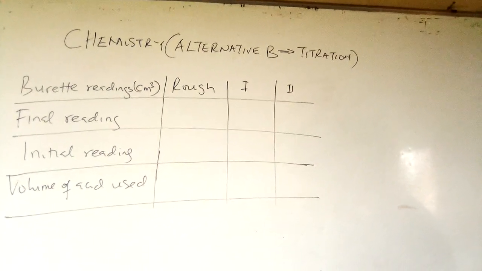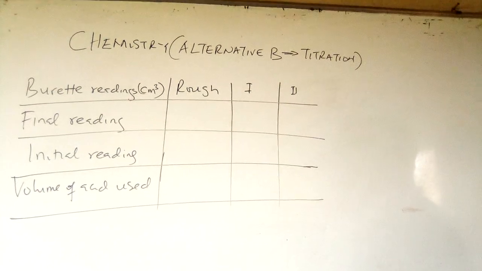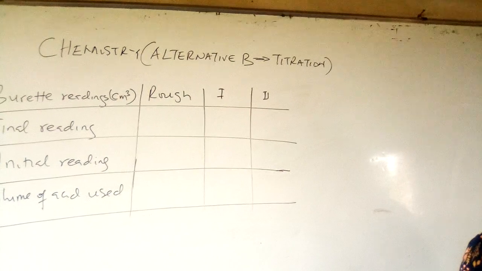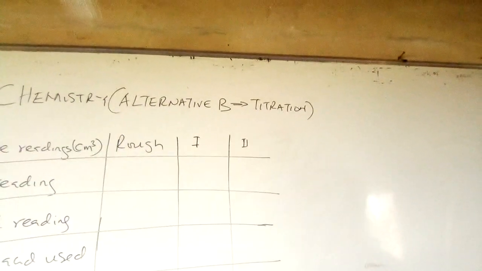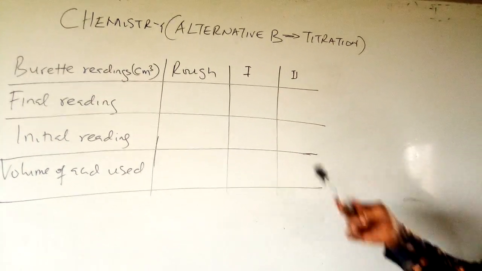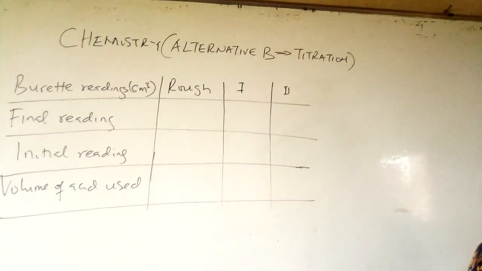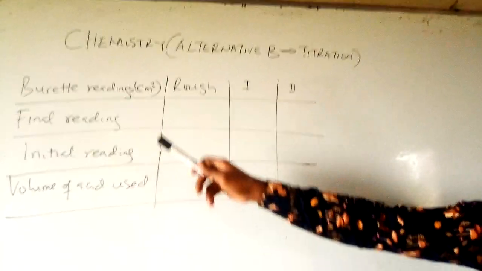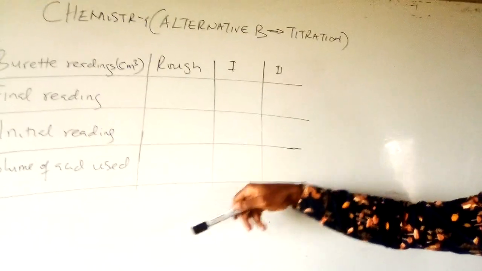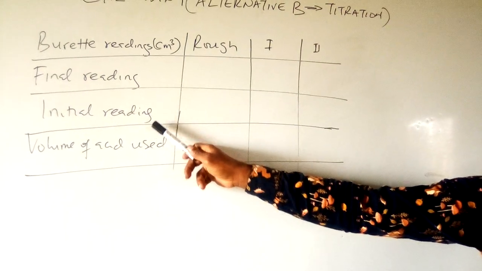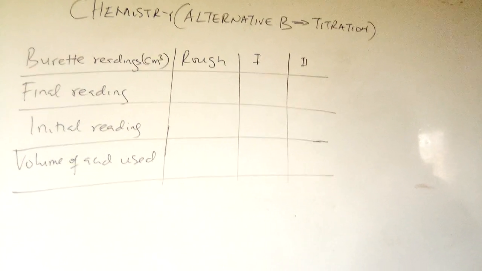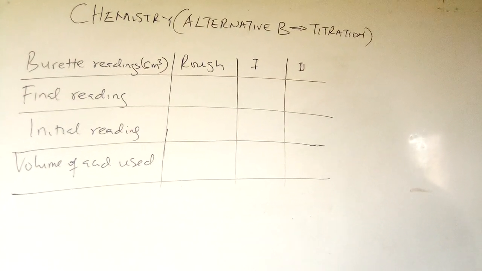Today we are treating Chemistry Alternative B, WAEC 2023 examination. Today we'll be looking at quantitative analysis, or titration. On the board already we have the table for recording titration results. We have the burette readings in cm cubed: the rough, 1, 2, final reading, initial reading, and then volume of acid used. We have to start the experiment, record the readings, and then go back to some calculations.